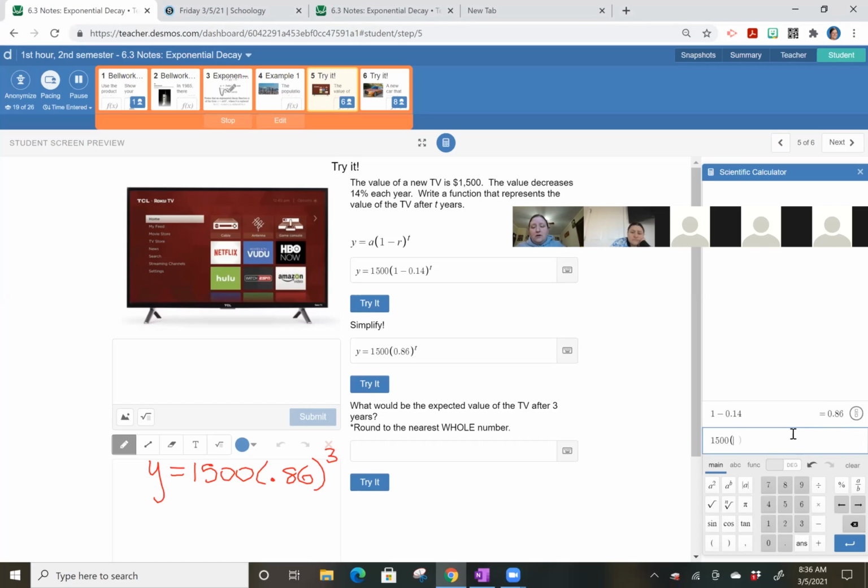And then just use the calculator to plug in everything, including that raised to the 3 power. And then it says round to the nearest whole number. So after 3 years, your television is only going to be worth $954.